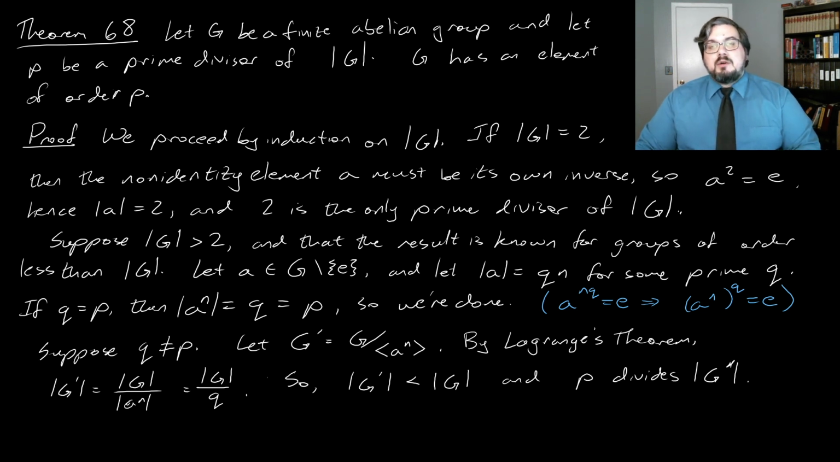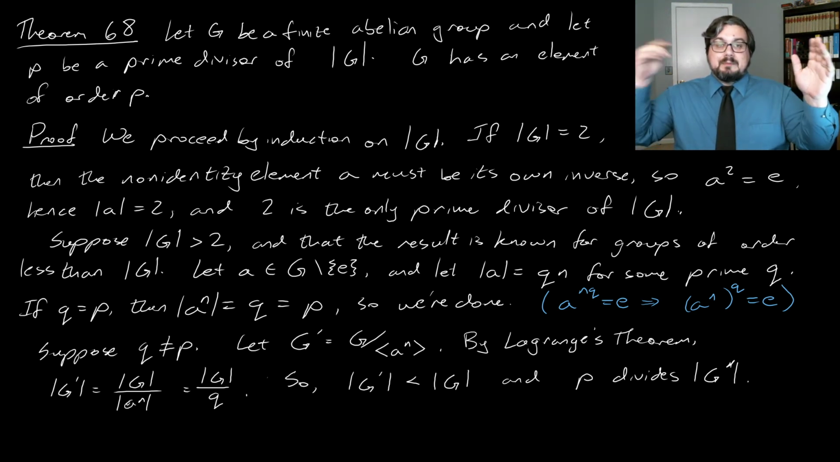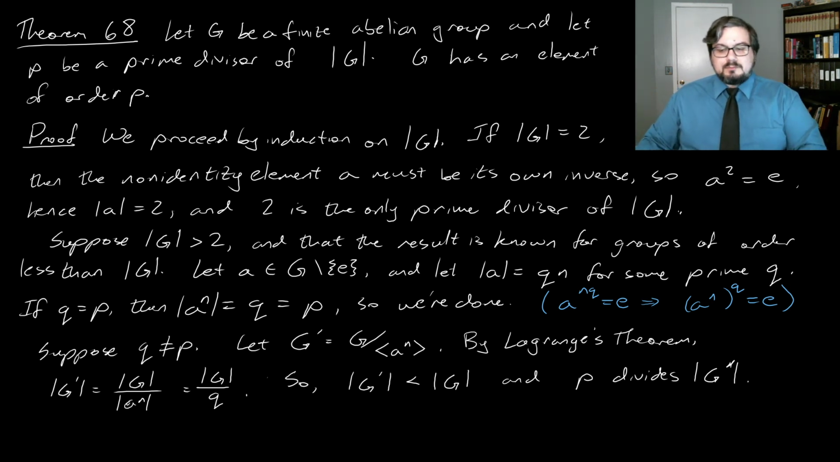We know this because we know that the prime number p divides the order of G, and q is a prime number which is not p. So if we take the order of G, which is divisible by p, and divide it by some prime number q, then the new result that we get is still going to be divisible by p. So we have this, and now we can use induction.